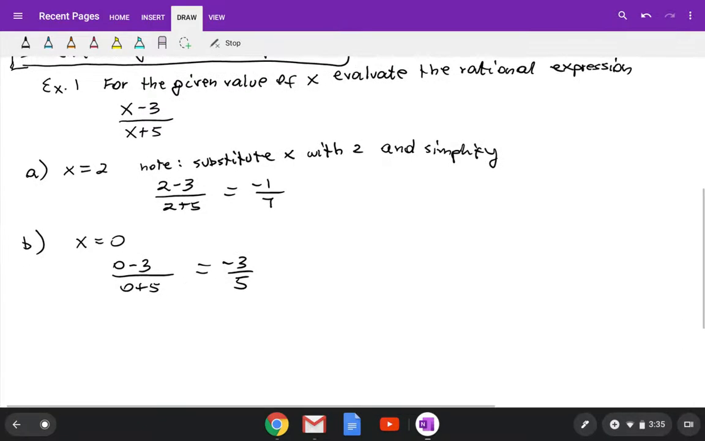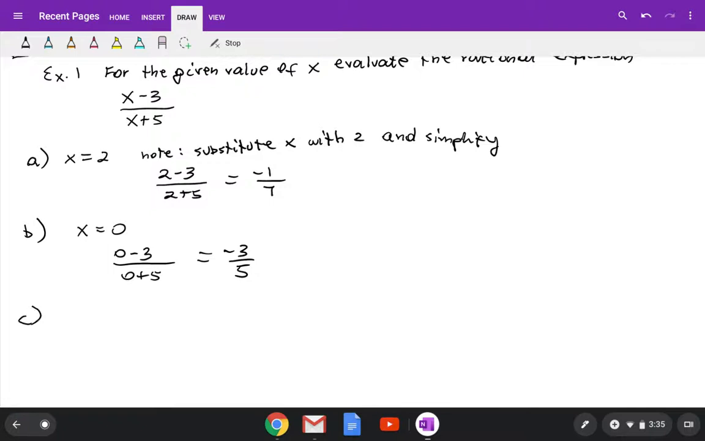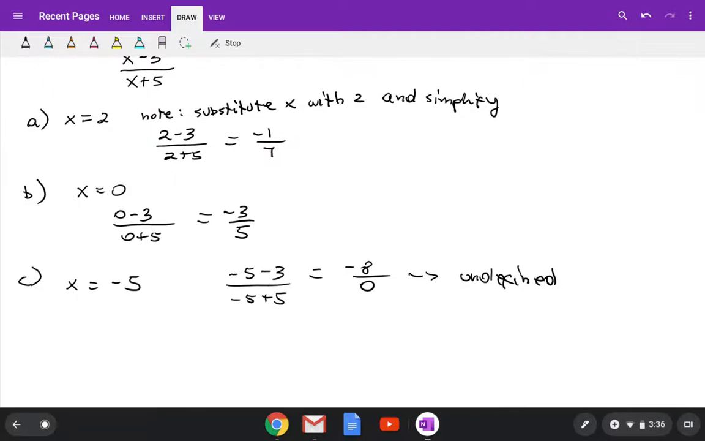And C, evaluate when x is equal to negative 5. So we replace x with negative 5. So we have negative 5 minus 3 over negative 5 plus 5. And we're getting negative 8 over 0, which we know is undefined. We can't divide by 0. So what happened here? What happened when x is equal to negative 5? When x is equal to negative 5, we can't evaluate the rational expression.